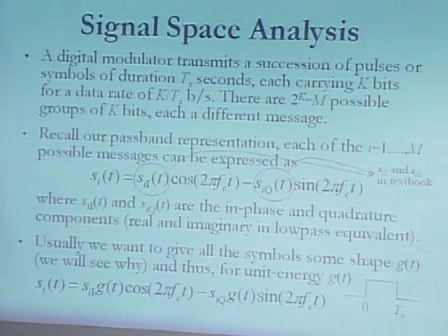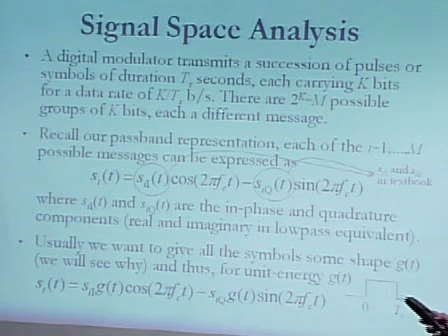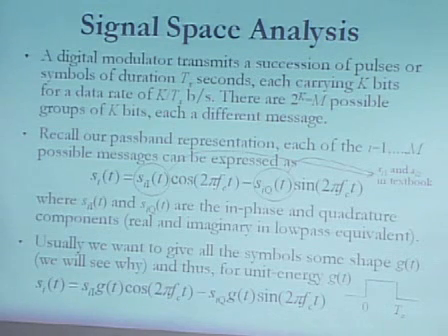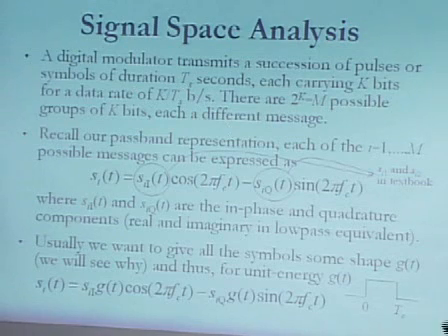So this modulator transmits a sequence of pulses or symbols. We saw this before, of duration T sub s seconds per symbol. Now each symbol is going to carry capital K bits, so the data rate is going to be K over T bits per second, right? So we have K bits per symbol, and we have 1 over T symbols per second, so we have K over T bits per second.